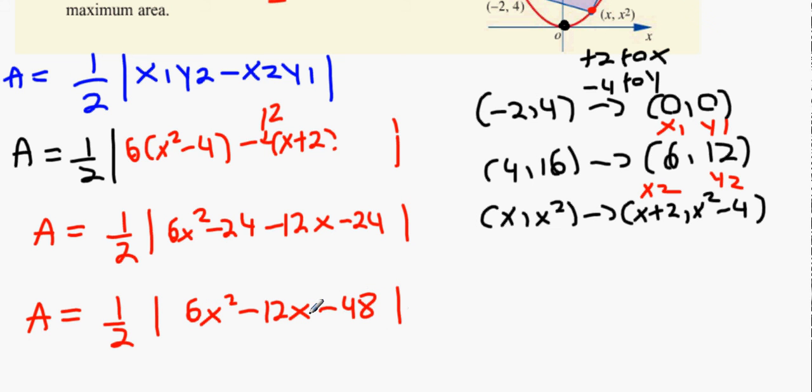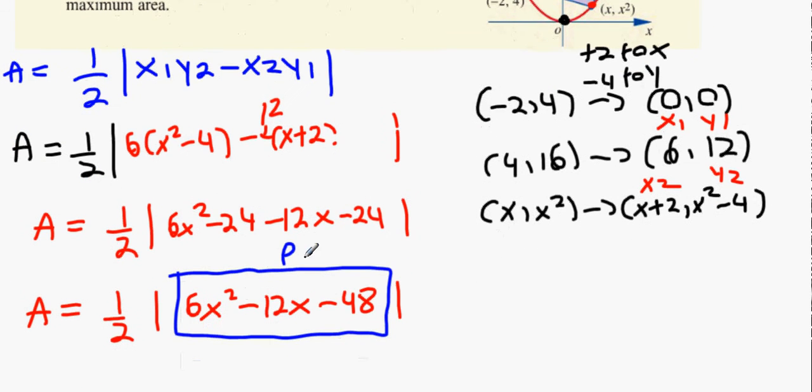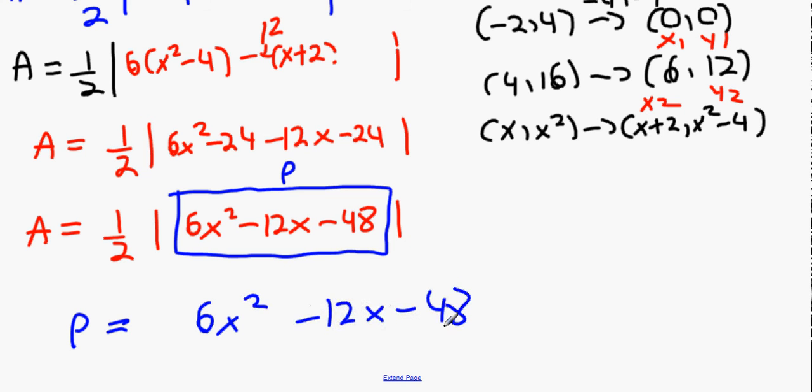Okay, now the maximum all depends on this part here, and we'll call it P. So when this part here is a maximum, the area is a maximum. So what we call it here is P equals 6x squared minus 12x minus 48.